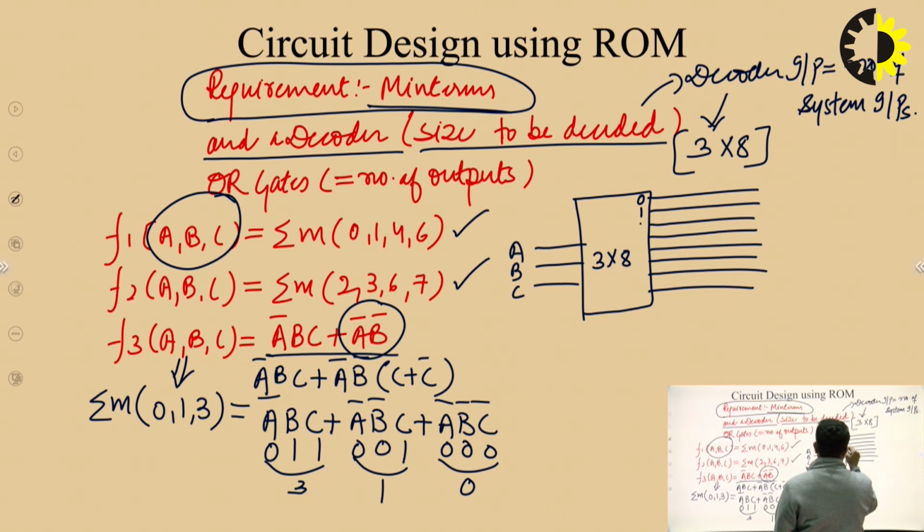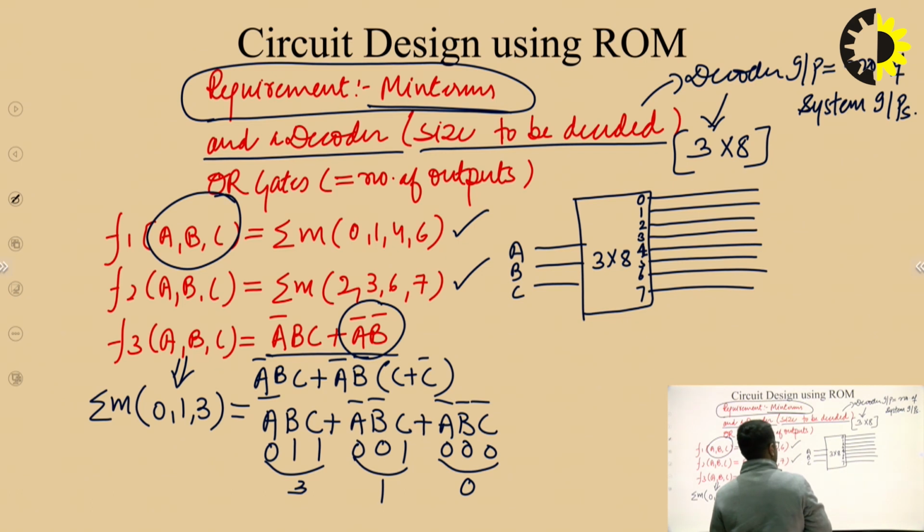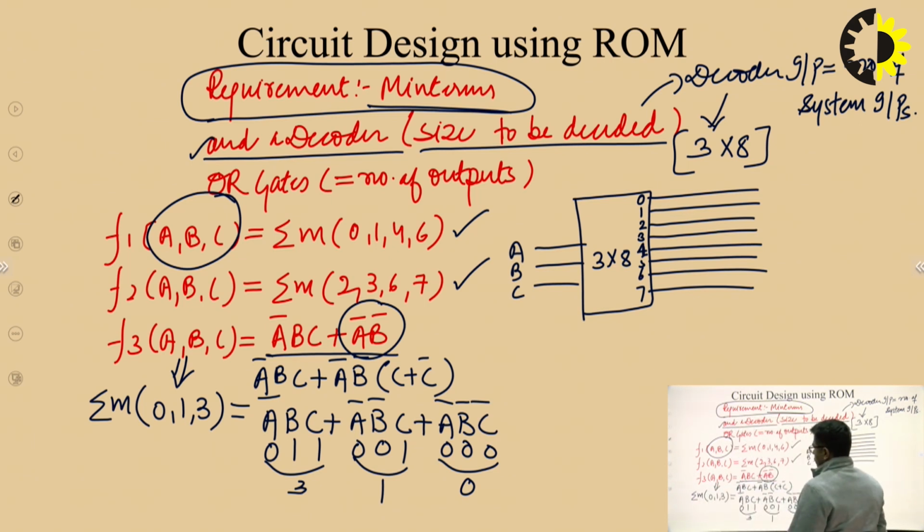So 0, 1, 2, 3, 4, 5, 6 and 7. So this is a 3x8 decoder. So I have come to the second step and decided that I am going to use a 3x8 decoder to design this circuit. Then number of OR gates to be used.